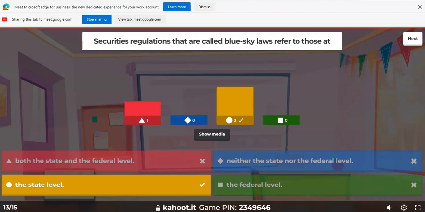Good. Okay, good. Now, what is the act, the regulation that is like the model law, the template law for state securities laws? Can anyone remember that one? What is the name for the model or template for state securities laws?